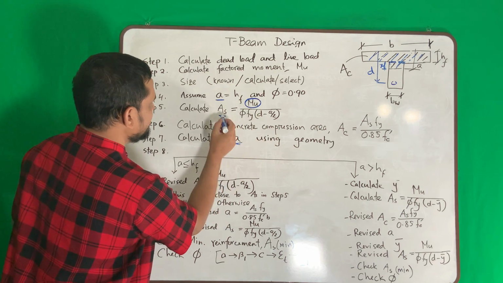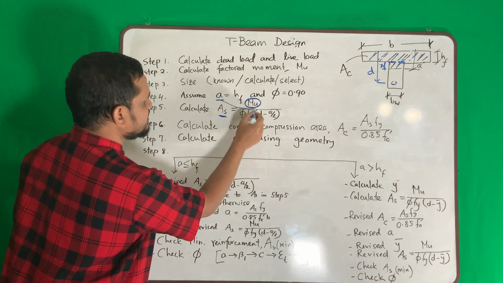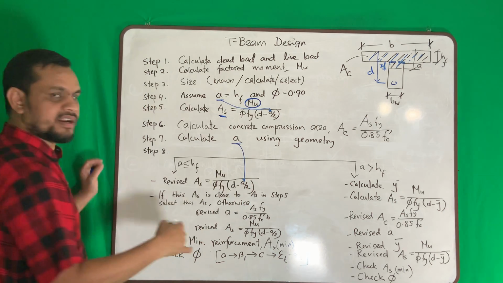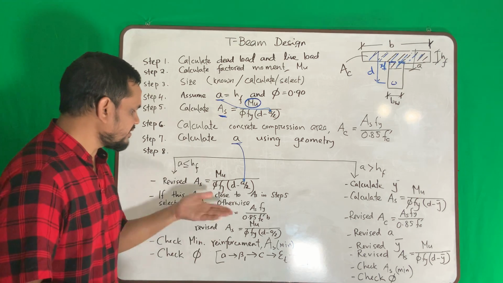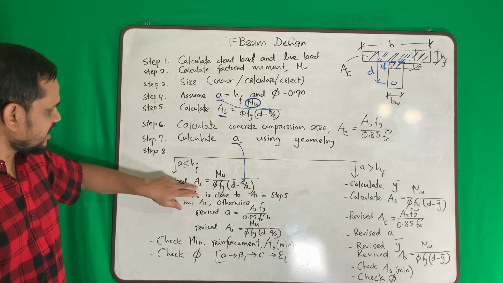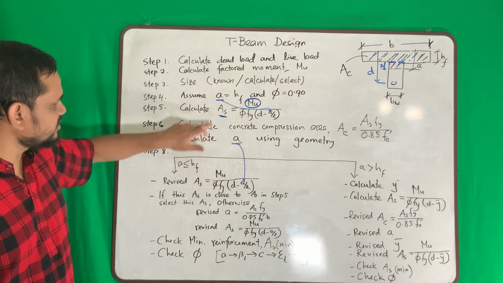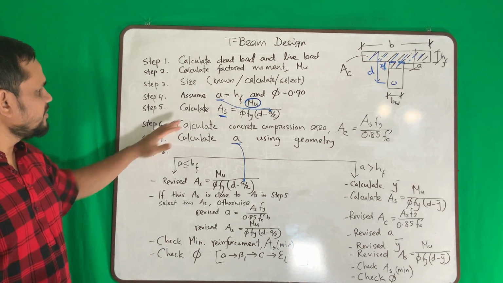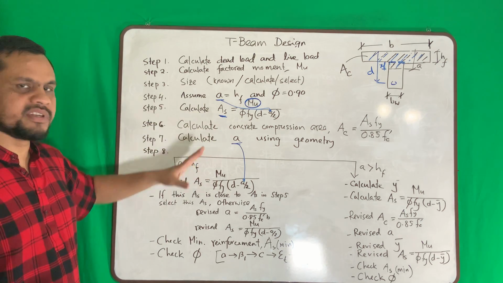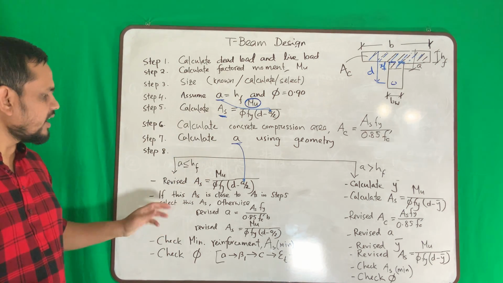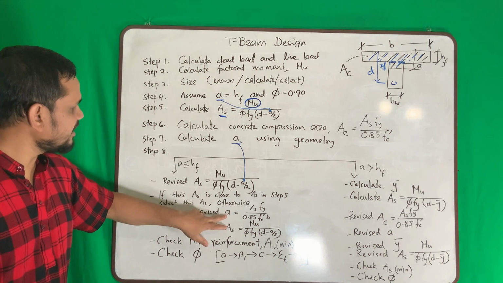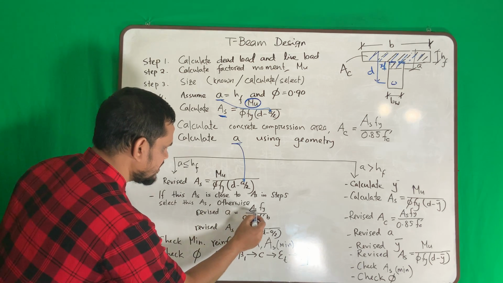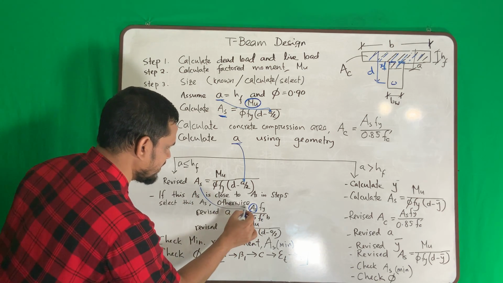So this A's was based on this A. This A's will be based on the revised A. That means we are revising our reinforcement. Now, if this reinforcement is close to this, that means our design is done. We got our reinforcement. If it is not close, that means there is a huge gap. Then we can revise it again. How? We will calculate our revised A using this equation, A's fy. Now, this A's will come from here.